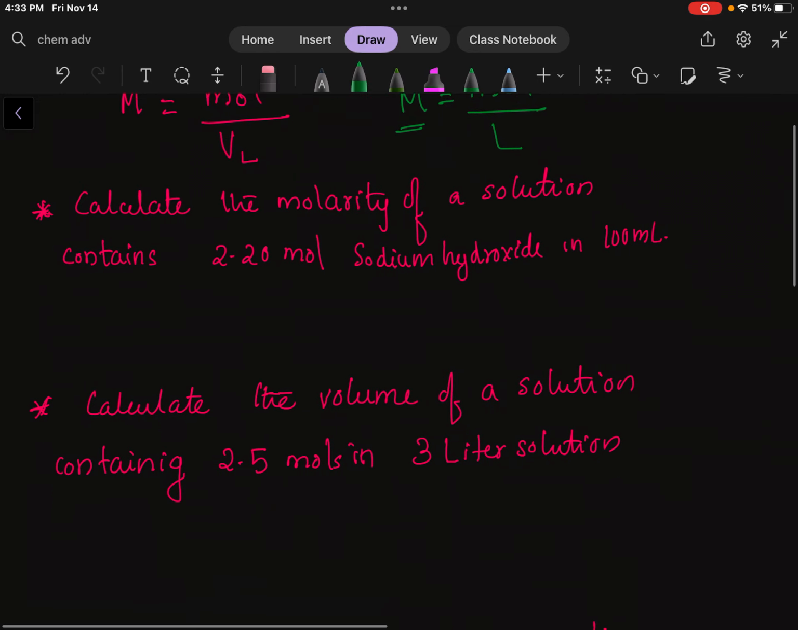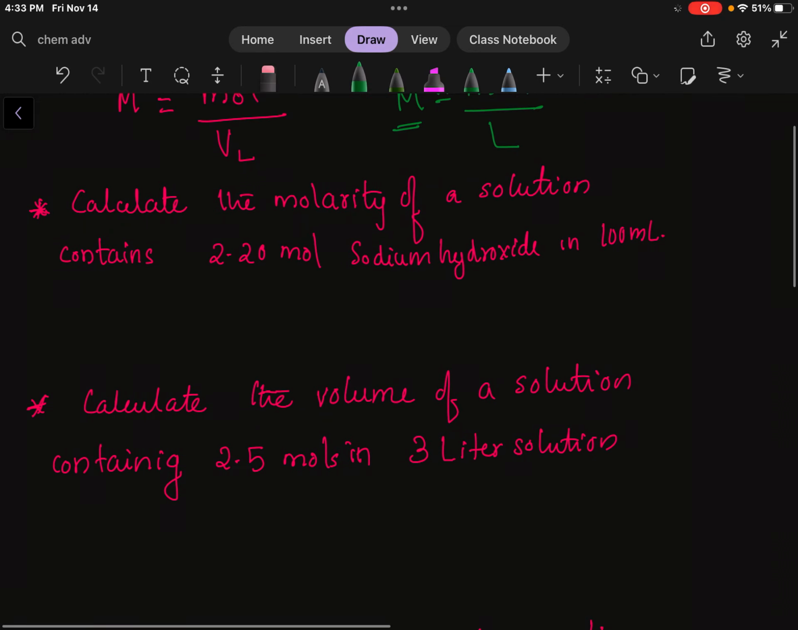So the first question: calculate the molarity of a solution that contains 2.20 moles of sodium hydroxide in 100 ml. Read the question. It is asking for molarity, which is capital M, and you are given the moles, and a volume is given, but the volume is not in liters. You have to convert that into liters. Remember, 1 liter is equal to 1000 ml.